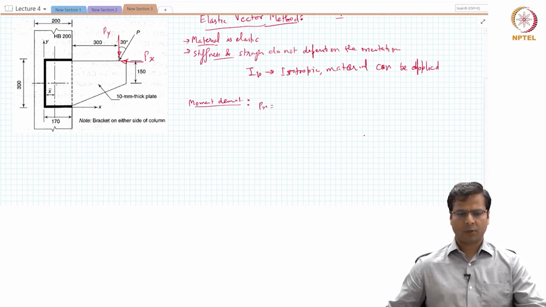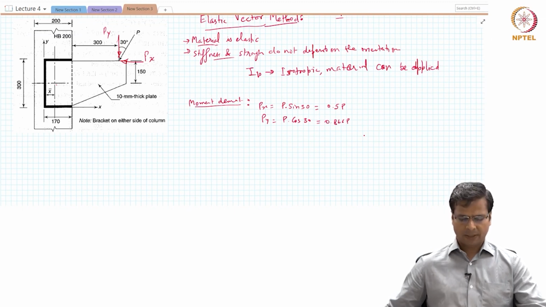So the px component can be calculated as p multiplied by sine 30 and py component can be calculated as p multiplied by cos 30. Both of them will be equal to, the first one will be 0.5p and this one will be equal to 0.866p. So we have calculated the two components. Now we can calculate the eccentricity in each direction.